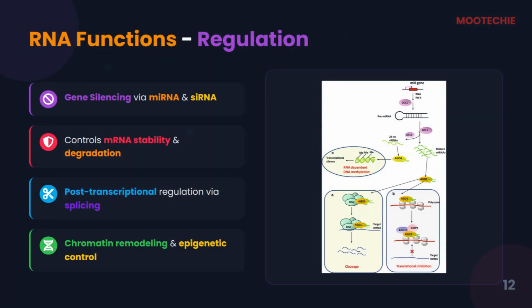But RNA's functions go even further into the realm of regulation. RNAs like miRNA and siRNA are key players in gene silencing. They control mRNA stability and degradation. They're involved in post-transcriptional regulation via splicing, editing the mRNA transcript. They even participate in chromatin remodeling and epigenetic control, influencing how DNA itself is packaged and read. This slide lists the sophisticated regulatory roles, showing RNA as a master conductor, not just a messenger.